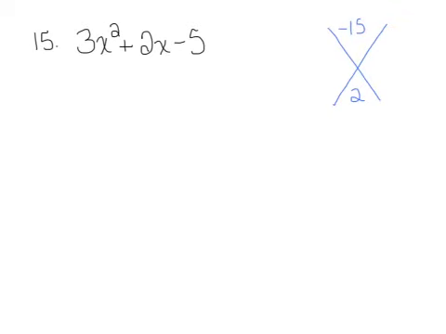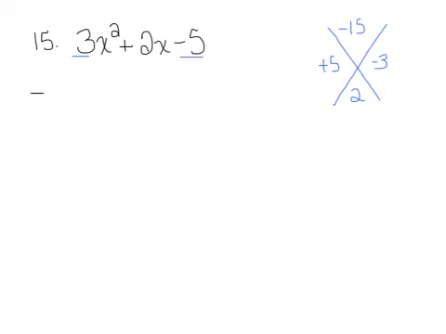In 15, we want to multiply 3 times negative 5 together. That gives us negative 15. So we're looking for factors that will multiply together to give me negative 15, but add to give me 2. And I know that I can look at positive 5 and a negative 3. That will give me a positive 2 when I add them up.